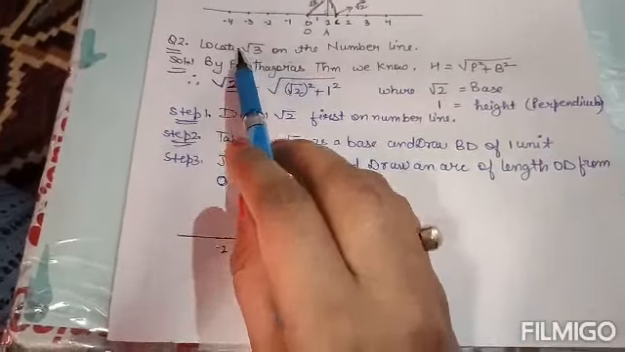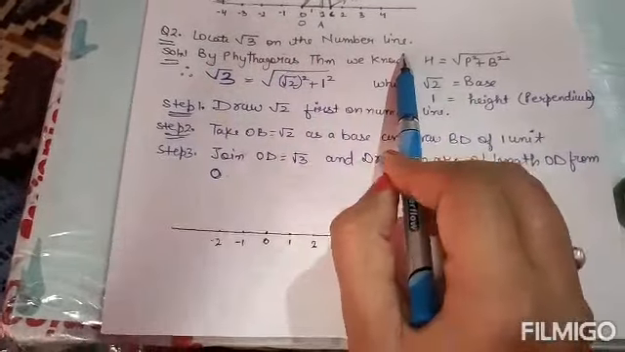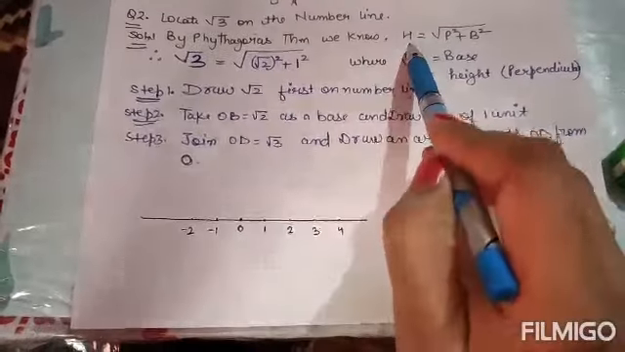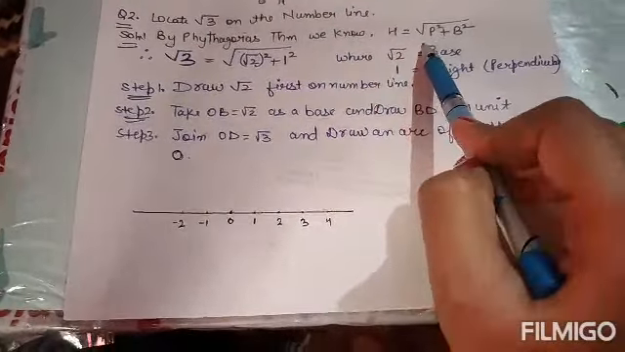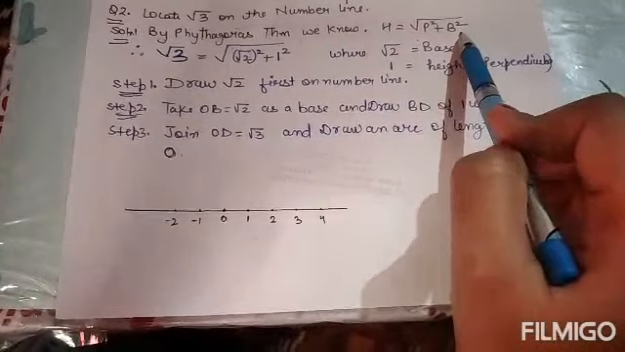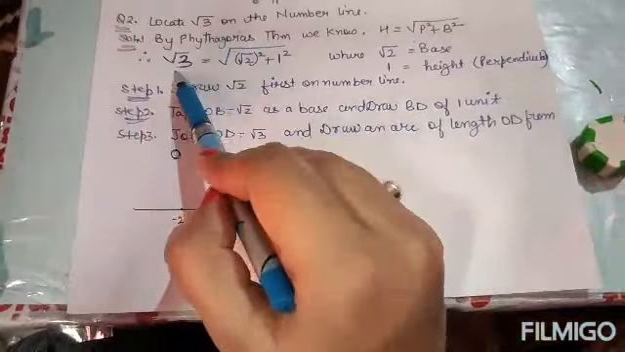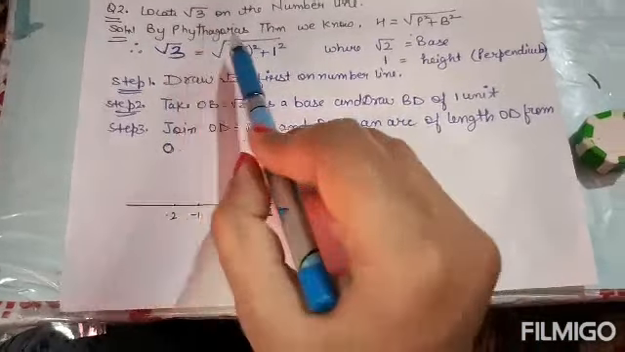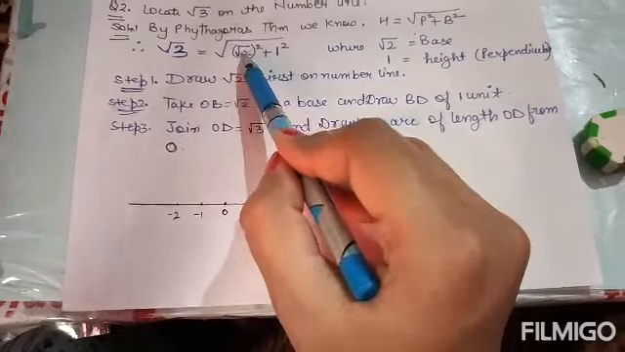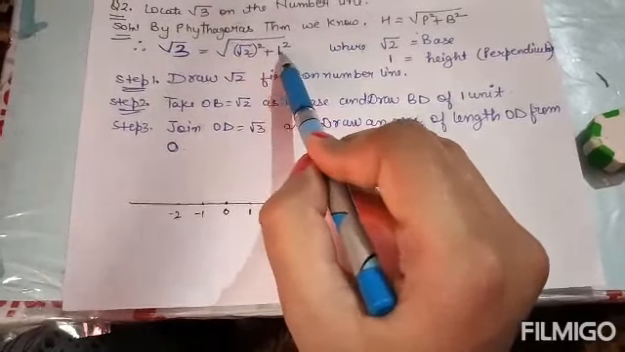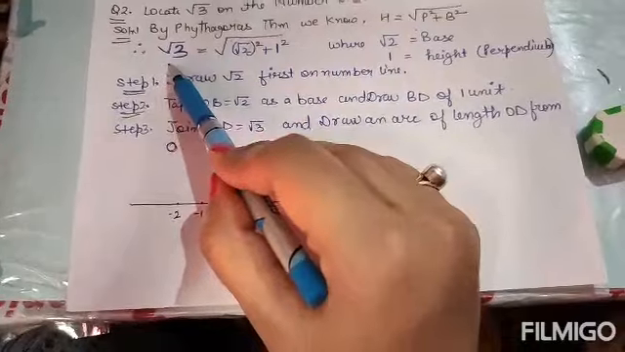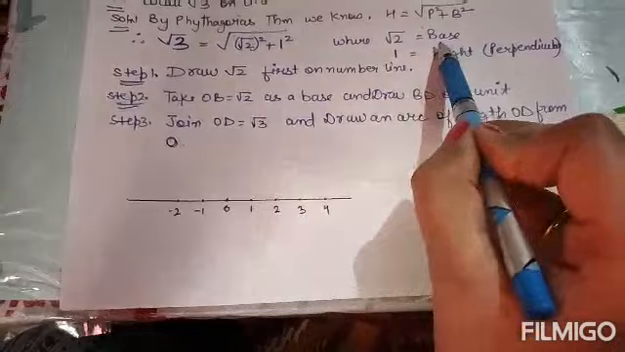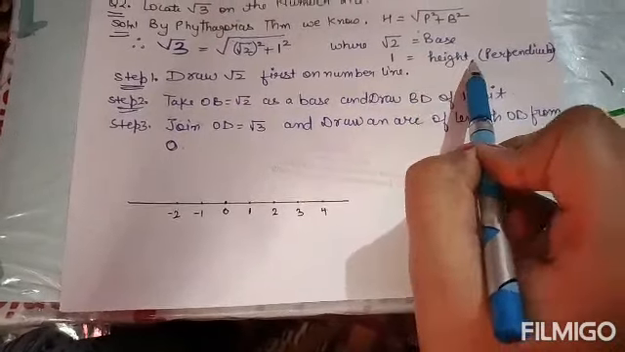Now the next question is to locate root 3 on the number line. We again use Pythagoras theorem. We know hypotenuse is always equal to the square root of perpendicular square plus base square. Now take root 3 as a Pythagoras theorem. Look how we will get root 3. If we take the square of root 2 and add 1 square, we will get root 3, where we can take root 2 as a base and 1 as a perpendicular.